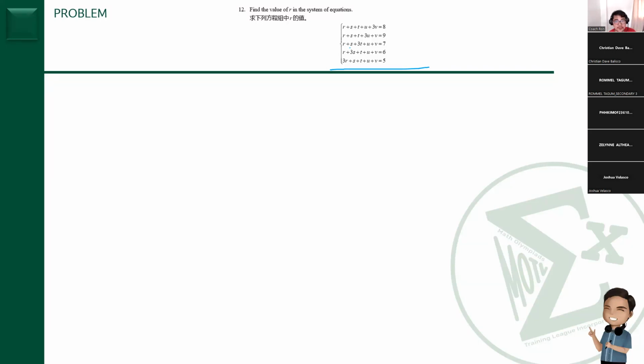Okay? So when you have this one, here's a shortcut. We're gonna add everything. If I add everything, the r's add up to 7r. The s's add up to 7s. The t's add up to 7t. The u's add up to 7u. And the v's add up to 7v. And I'm gonna equate that to the sum of everything, 35. So what does that mean? I'm gonna divide everything by 7. That would mean r plus s plus t plus u plus v is equal to 5, because I divided everything by 7.